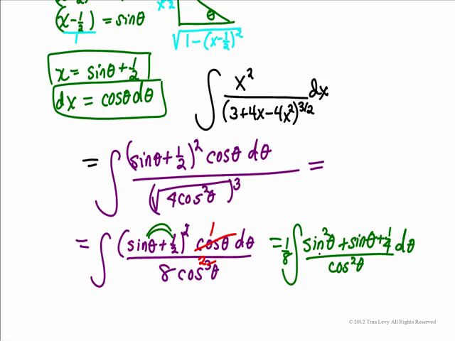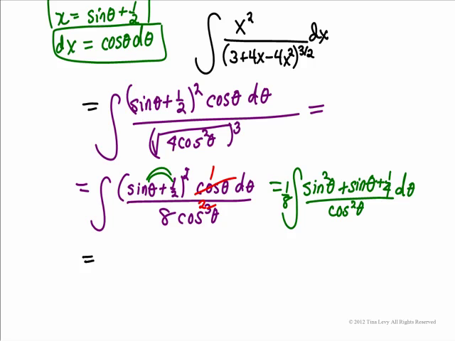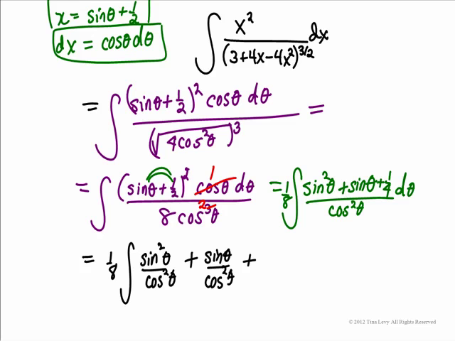Now we have all of these 3 terms over cosine squared. The best approach at this point is to separate everything. So we have 1/8 the integral of sine squared over cosine squared. Then we have sine over cosine squared, and 1/4 over cosine squared, which is really, at this point, I know 1 over cosine squared is secant squared, so I'm going to write it as 1/4 secant squared theta, which gives a hint as to what we're going to be doing with the rest of them.